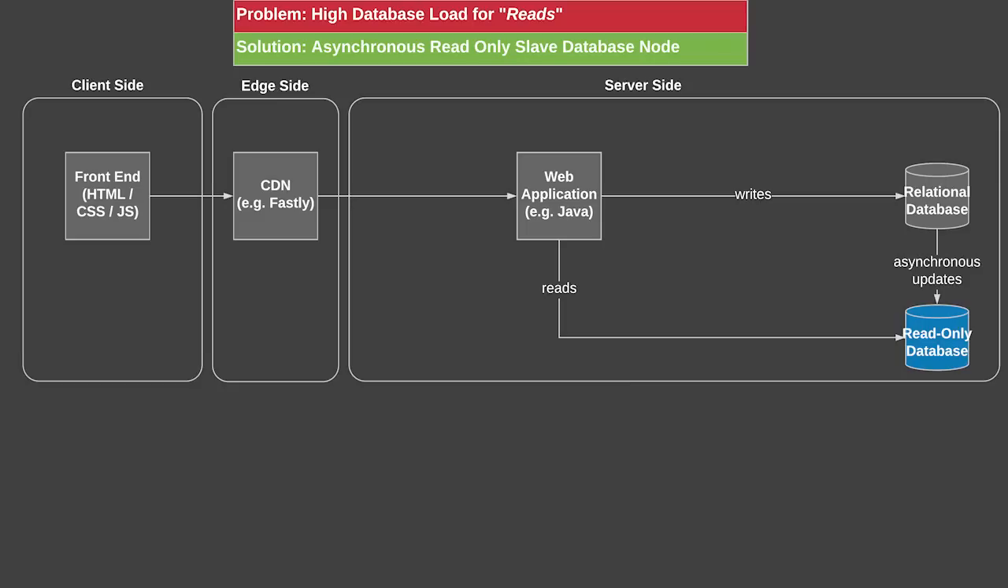So what you do is you point your web application to carry out the writes to one master database, and then that master database will asynchronously update a read-only database, and your web application will carry out the reads from the read-only database. The read-only database will be slightly out of sync with the master database, but we're talking about milliseconds here, so it's not really noticeable for the users.